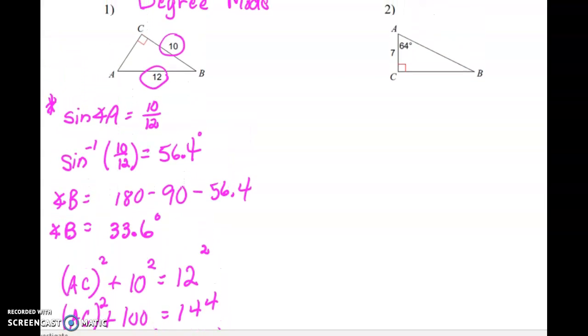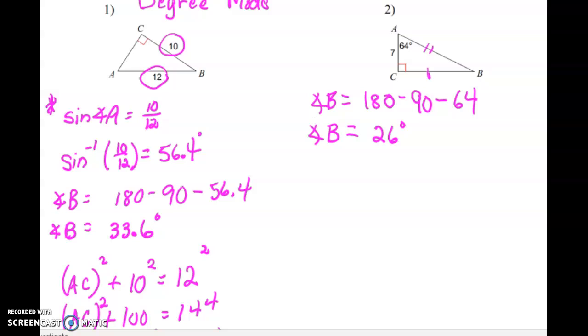All right, let's check out number 2. In number 2, angle A is given, so we could easily find angle B. Angle B is 180 minus 90 minus 64. And we find angle B is equal to 26 degrees. Now we need to find side BC and side AB, those two sides.